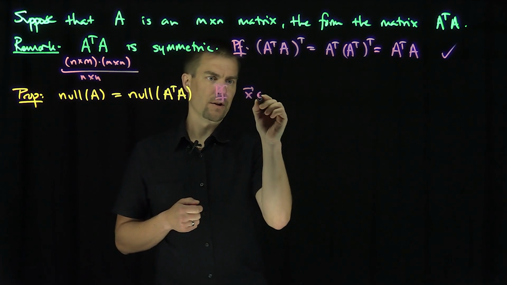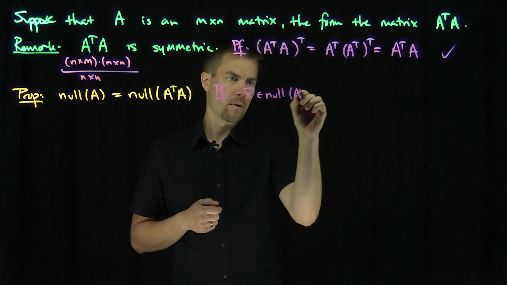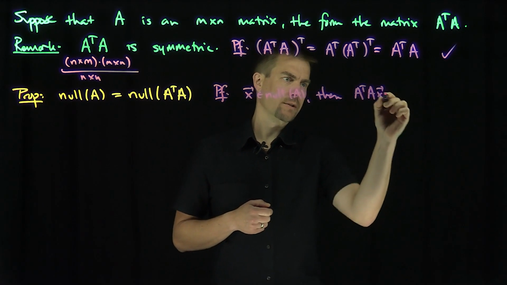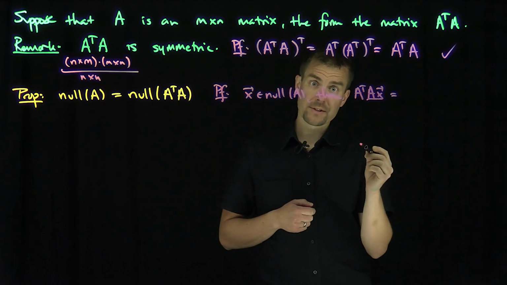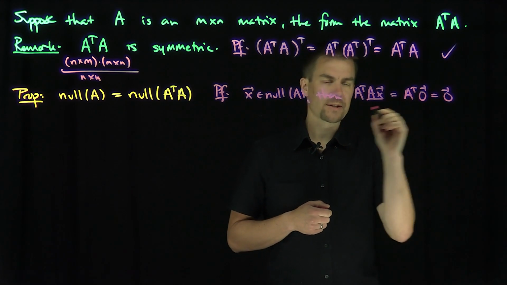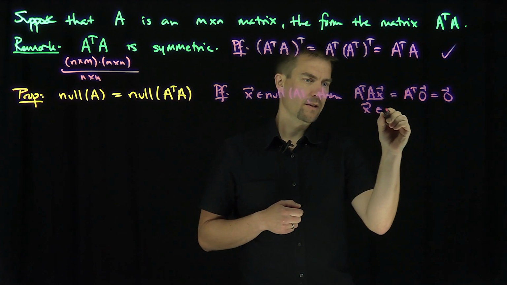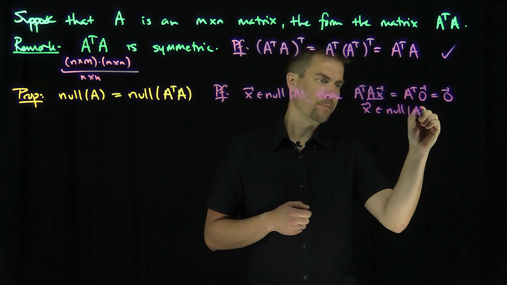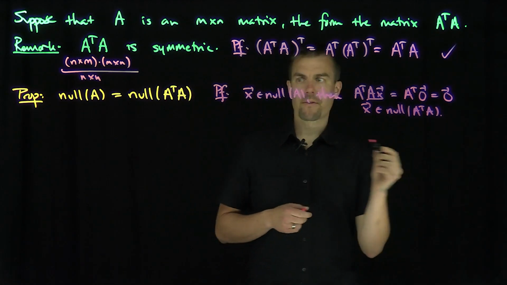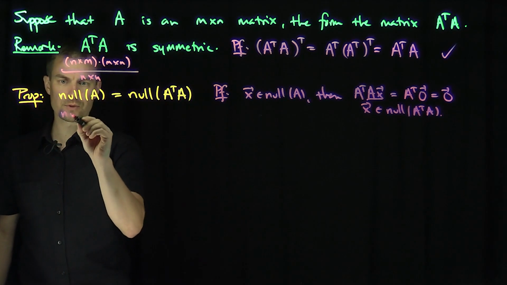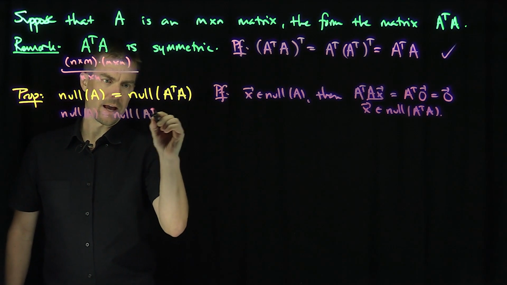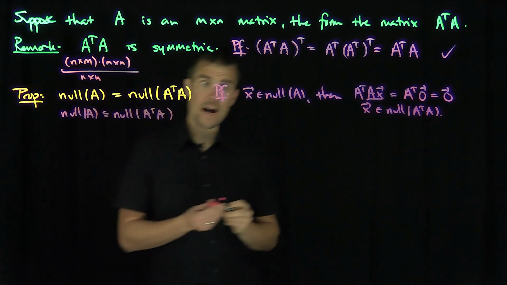If X is in the null space of A, then A transpose AX is going to be 0 since X is in the null space. So this is going to be A transpose of the 0 vector, and that's just 0. So that says that X is in the null space of A transpose A. Beautiful. So we have one containment: the null space of A is contained in the null space of A transpose A. And now let's prove the opposite inclusion.